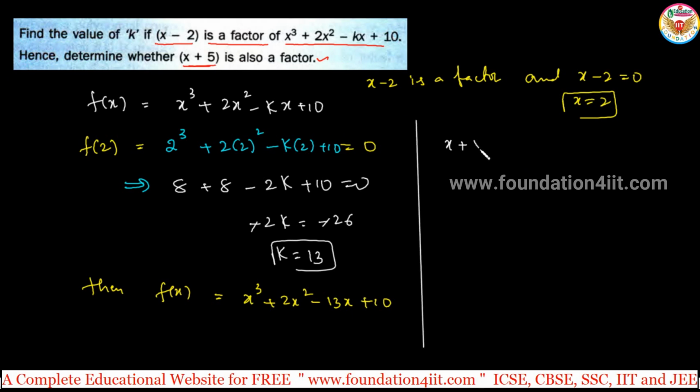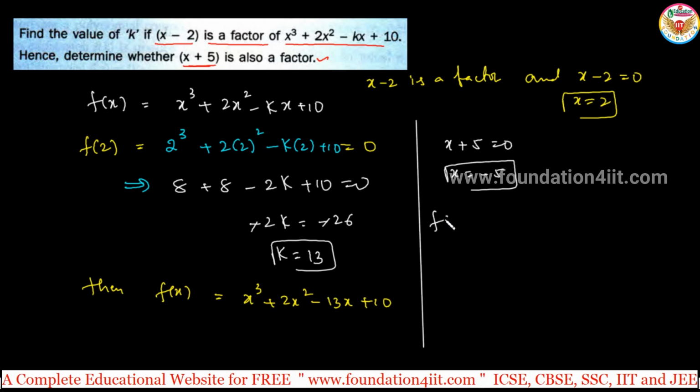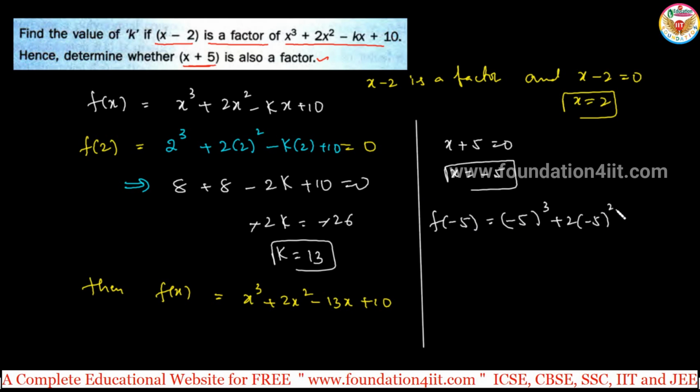Since x plus 5 is equal to 0, you take, then x is equal to minus 5. In the place of x, minus 5 is to be substituted. So f of minus 5, x cube: minus 5 whole cube plus 2 into minus 5 whole square minus 13 into minus 5 plus 10. If this value is 0, then x plus 5 is also a factor, as per this factor theorem.